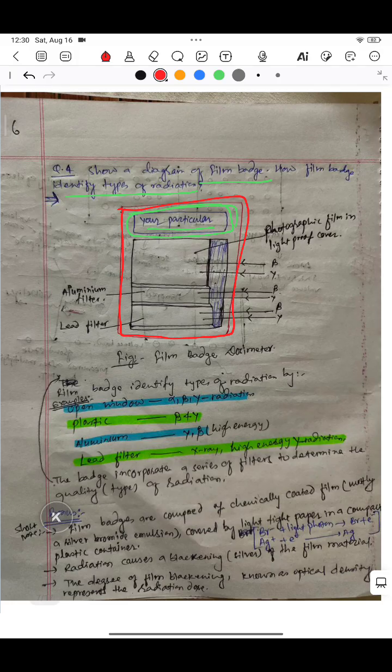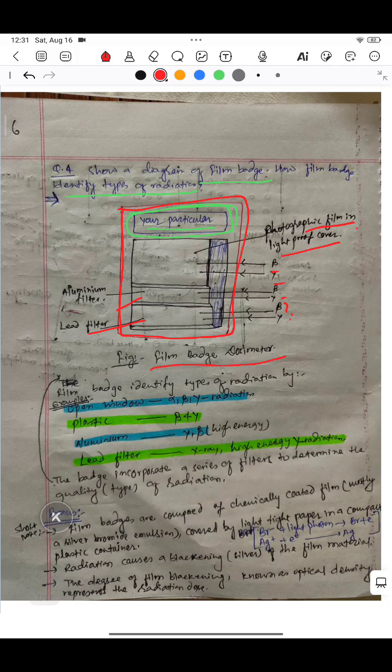And there are some layers. This one is the photographic film in a light proof cover, and then an aluminum layer, then a lead layer. So lead, then aluminum, then the photographic film in the light proof cover area, that is plastic. So we can measure beta and gamma radiations. So this one is the film badge dosimeter.